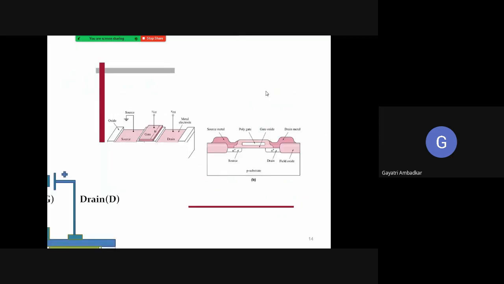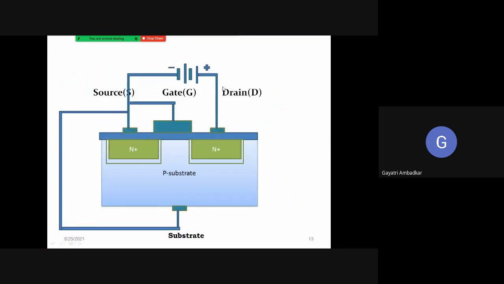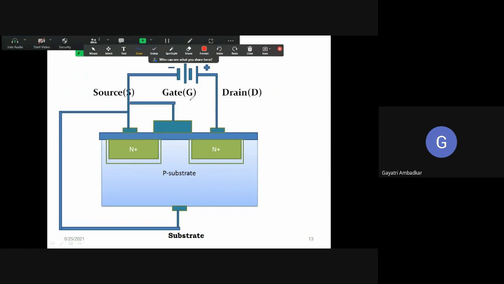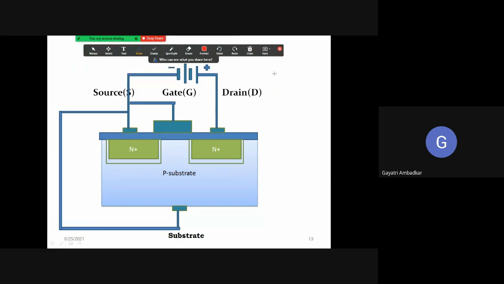Let me plot here itself. Now we will plot VI characteristics of MOSFET. VI characteristics means relation between voltage and current. Now I can label the characteristics as output characteristics or input characteristics or transfer characteristics.